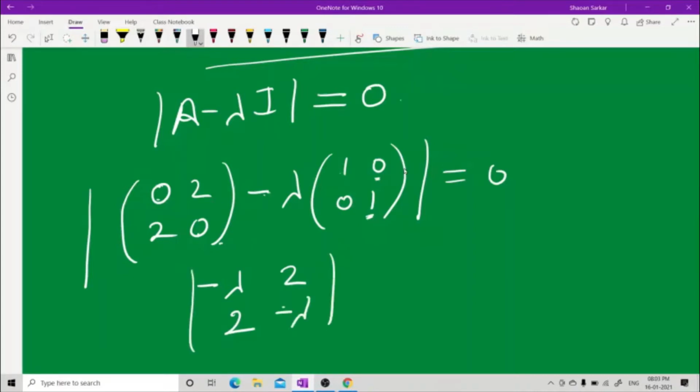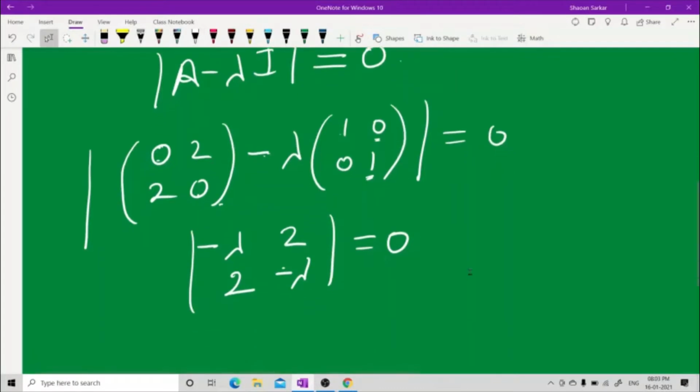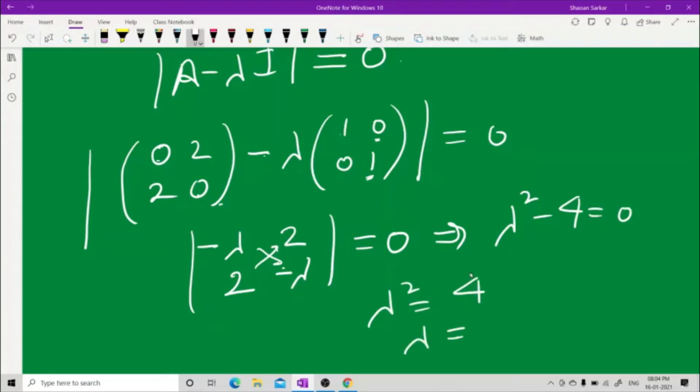Now the determinant should be equal to 0. Now you take the determinant. This is a 2 cross 2, very simple to take. Just cross multiply. This is lambda square minus 4 equal to 0. And lambda square is equal to 4. So lambda is equal to plus minus under root of 4, that is plus minus 2.